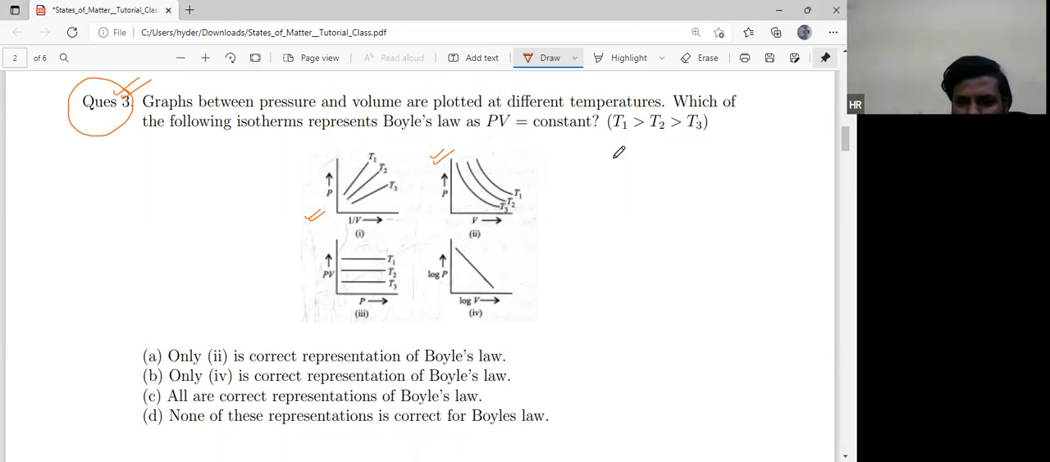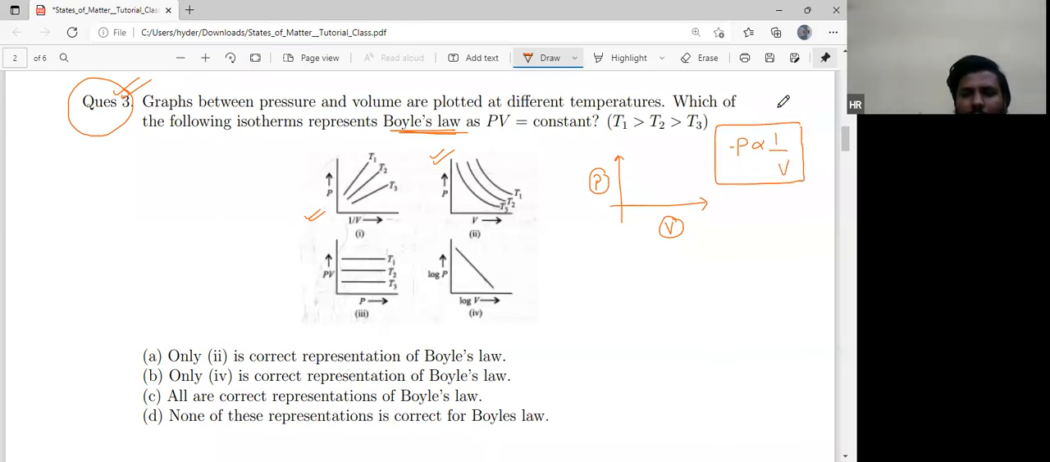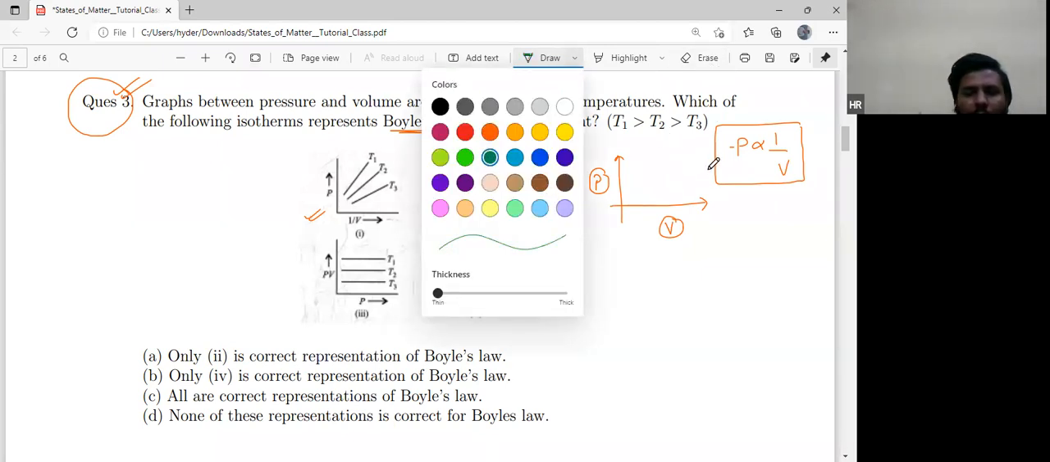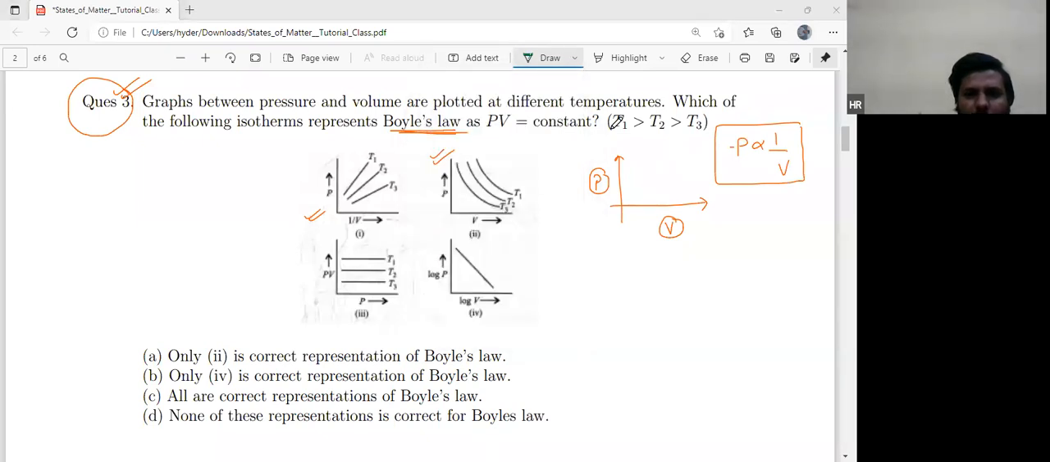Here is a graph between P versus V. P on the y-axis, V on the x-axis. As you know, which is the x-axis and which is the y-axis. The relation between P and V is given by Boyle's law. What Boyle's law says is P is inversely proportional to V. Whenever there is an inverse relation, first we will make the equation of P and V.